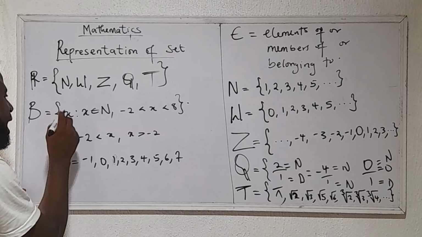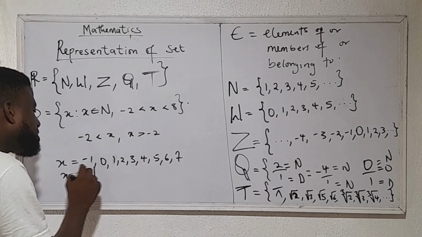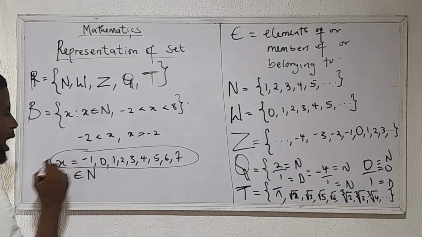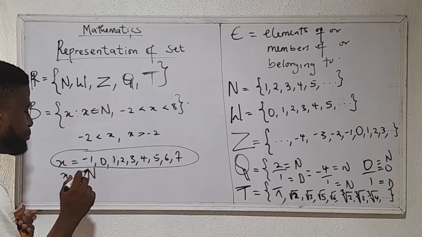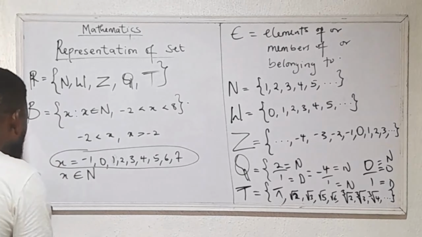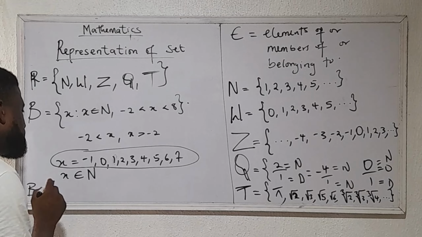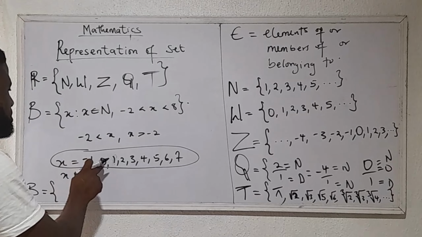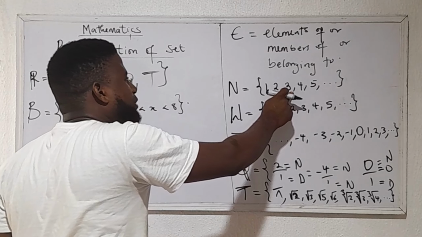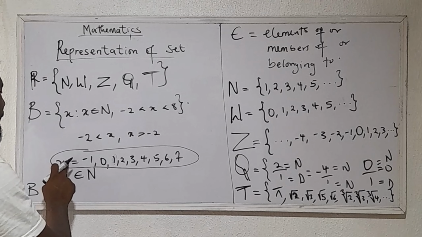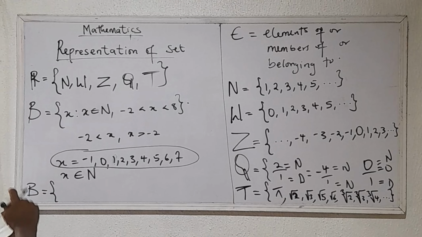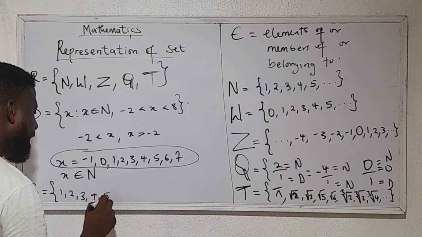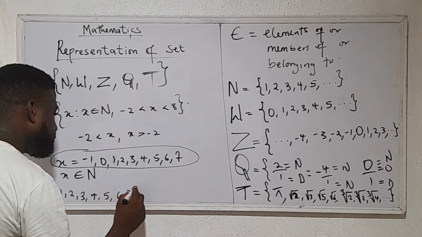But we were then told that x is also a member of the set of natural numbers. Now, out of all these elements of x, which of them is a member of the set of natural numbers? So we say B is equal to the set of... minus 1 is not a member of the set of natural numbers. 0 is not a member of the set of natural numbers. So it means that our x, which is the element for B, is equal to what? 1, 2, 3, 4, 5, 6, and 7.